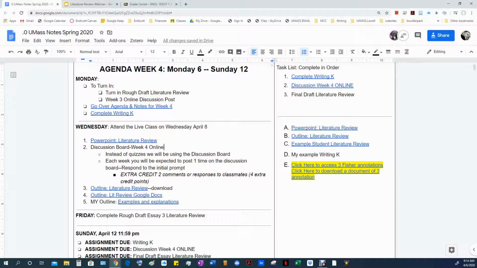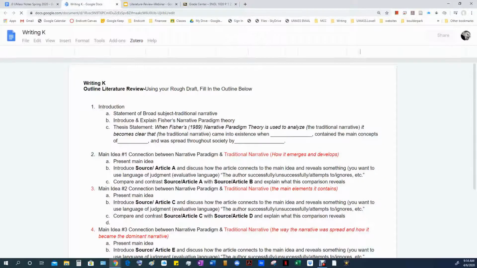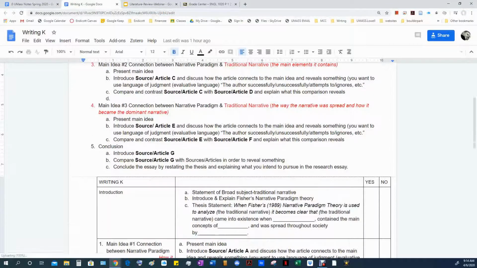For week 4, here's what I'll go over: what Writing K is. Here's Writing K. It's fairly simple. After you have your rough draft done, what I want people to do is look at it. And remember, I made this outline last week about how you're trying to do these various things.